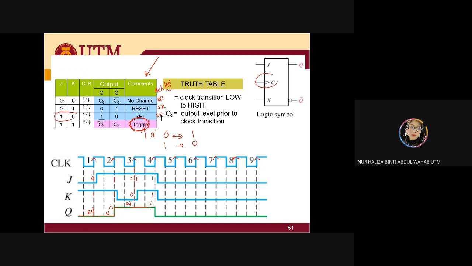My previous one is 1, so I'm going to toggle to 0. I continue until my next positive clock. Here at my next positive clock, the value is 0 0. 0 0, no change. I continue until my next positive clock. 0 0 again, it is no change. Here is 0 0, which is no change. Here is 0 0, no change, and 0 0, no change. So this is my output for my JK flip-flop.